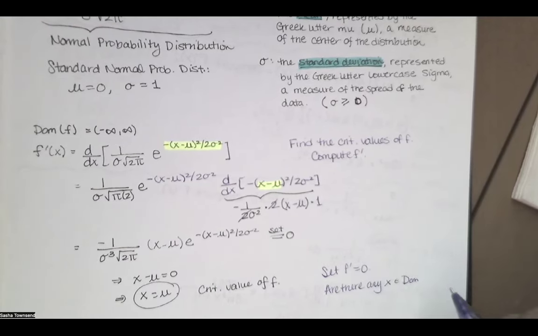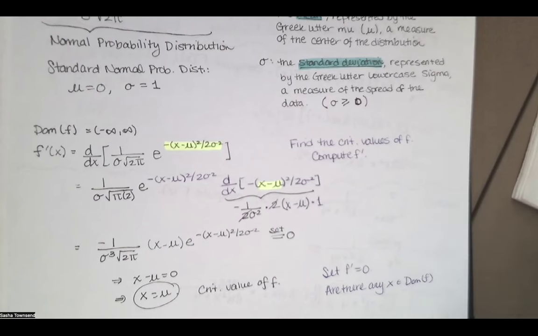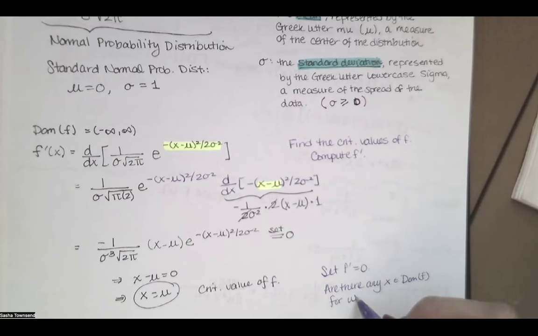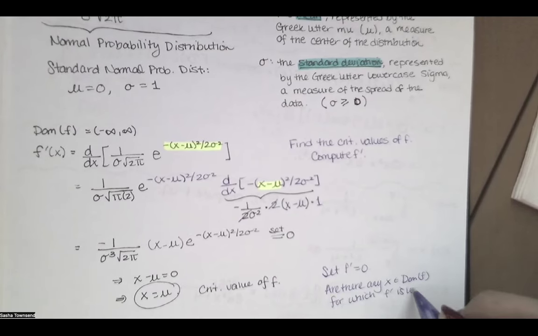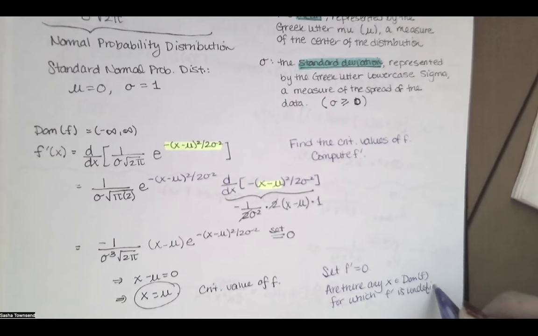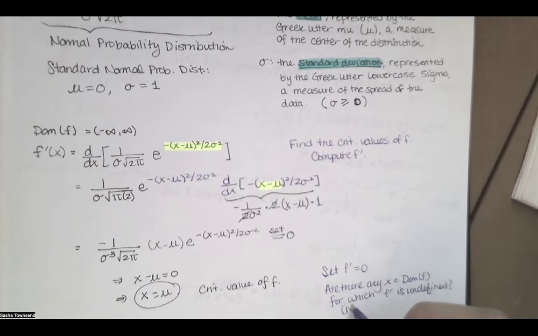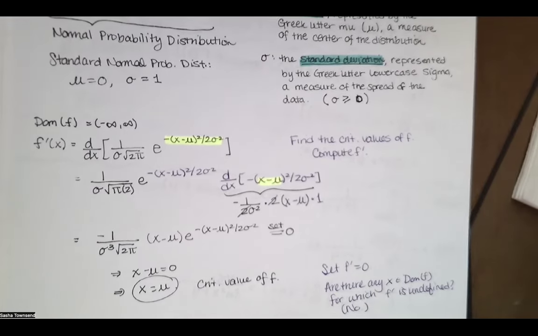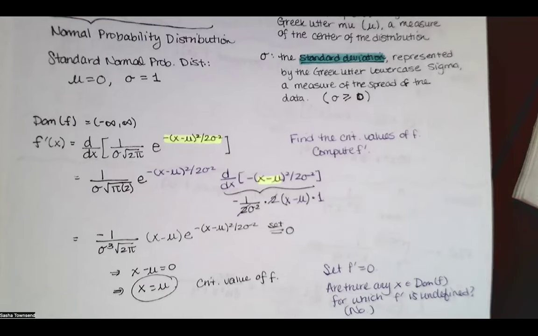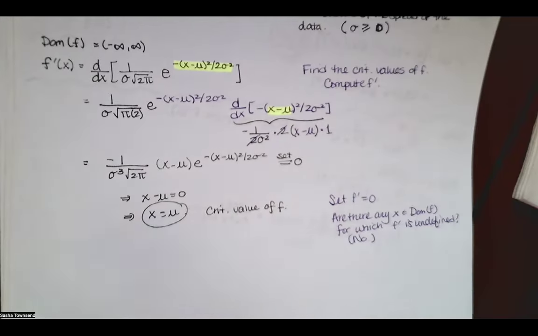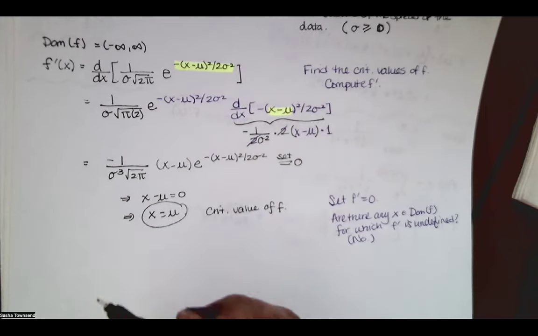And we always have to ask ourselves, are there any x in the domain for which f prime is undefined? Because those would be critical values as well. But no, in this case. So we just have the one critical value. And again, this is our normal probability distribution, so I'm expecting that sort of traditional bell-shaped curve.